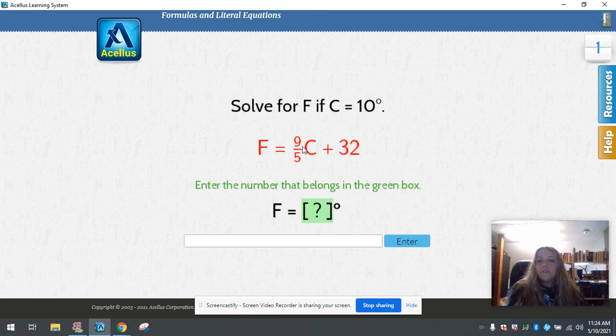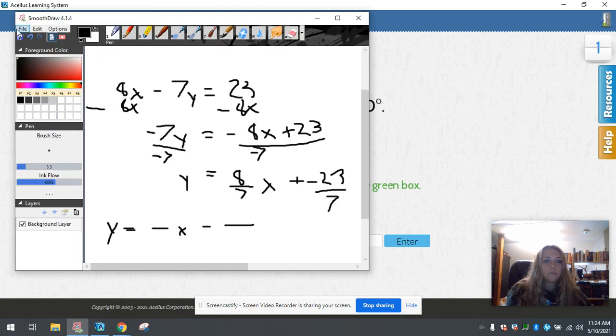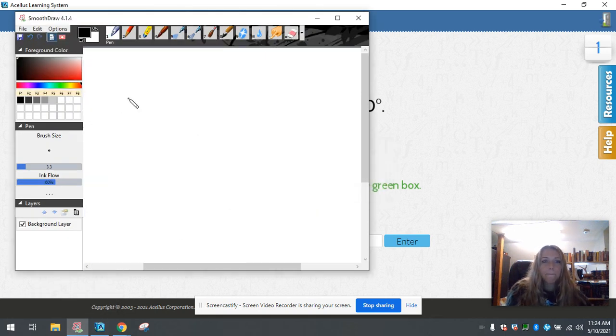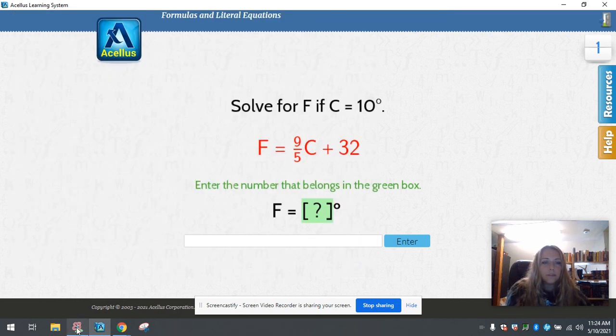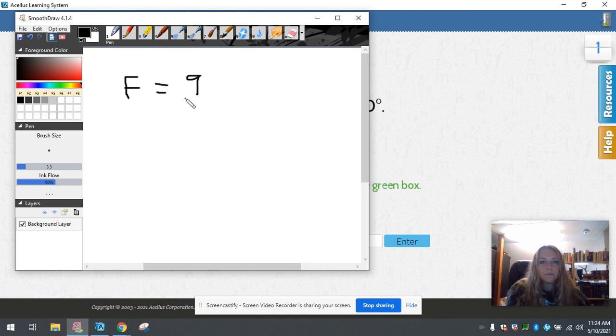F equals 9 over 5 times C plus 32. So Fahrenheit equals 9/5 times the Celsius plus 32. So it's given you a value for Celsius, 10 degrees. So we're just going to erase and replace the C with 10, and then solve the equation. F equals 9 over 5 times 10 plus 32.